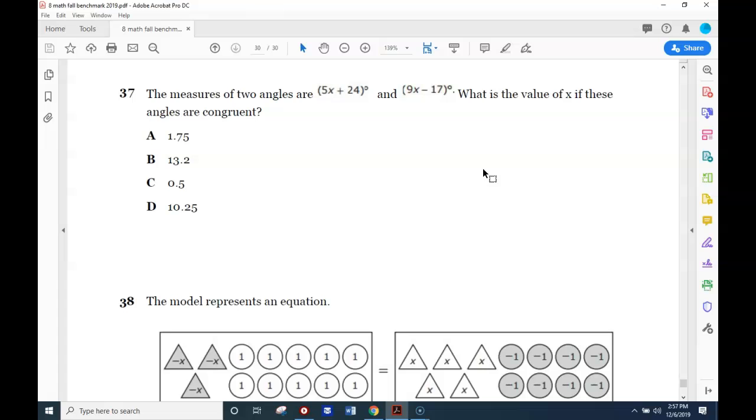Number 37. The measures of two angles are 5x plus 24 and 9x minus 17. What is the value of x if these two angles are congruent? A, 1.75. B, 13.2. C, 0.5. D, 10.25.